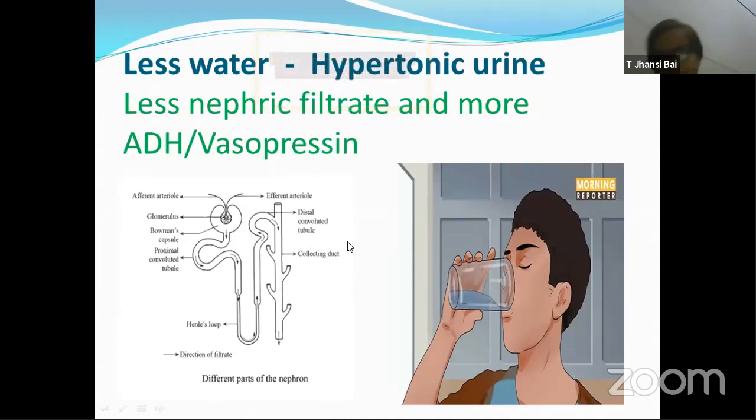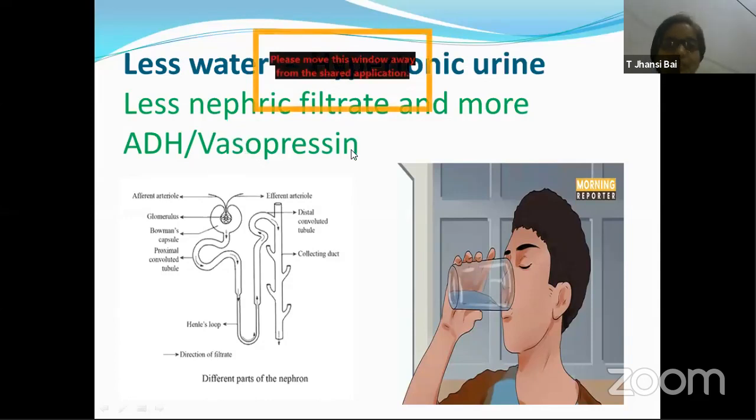Now let's understand the opposite of this. I'm sure that when you have understood these two mechanisms with reference to less water, exactly the opposite takes place when we are talking about more water.